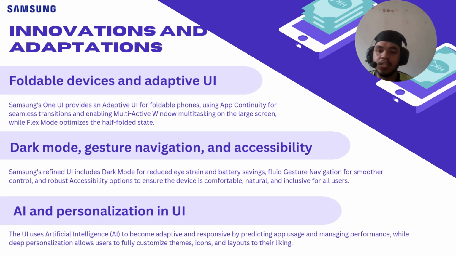Okay, next, AI and personalization in UI. The UI uses artificial intelligence, AI, to become adaptive and responsive, predicting app usage and managing performance, with deep personalization that allows users to fully customize themes, icons, and layout to their liking.